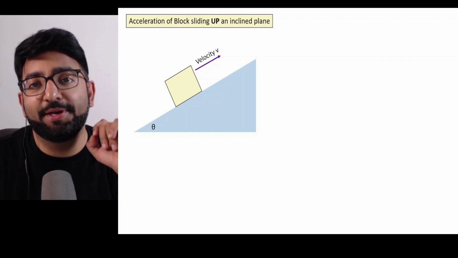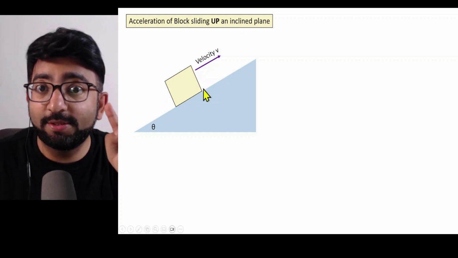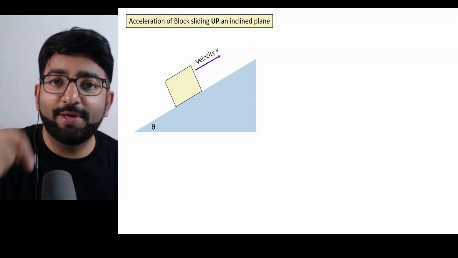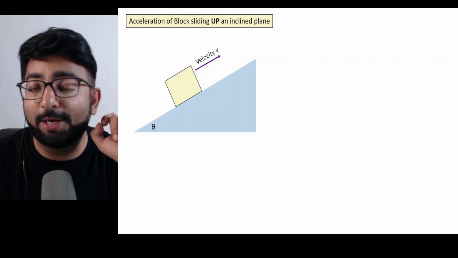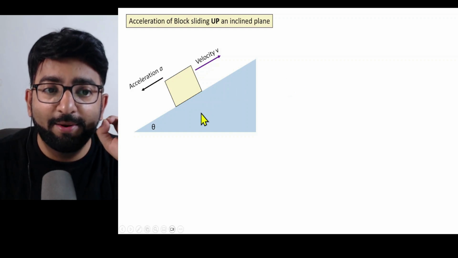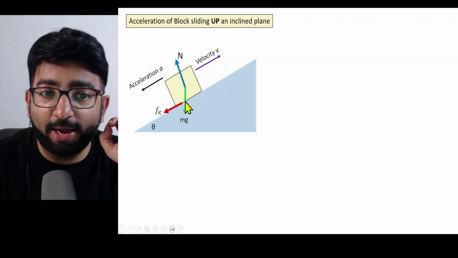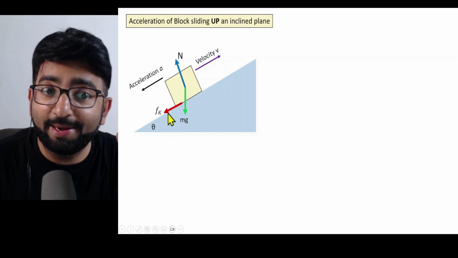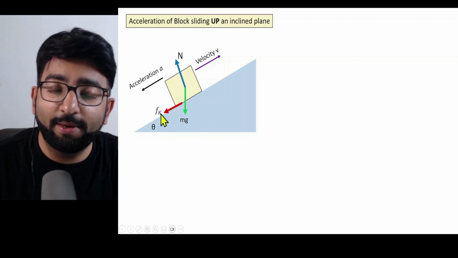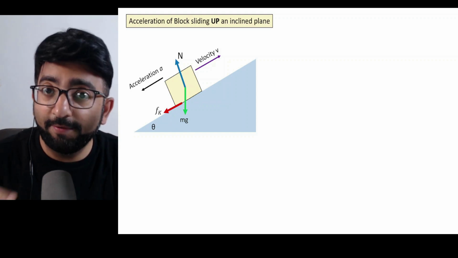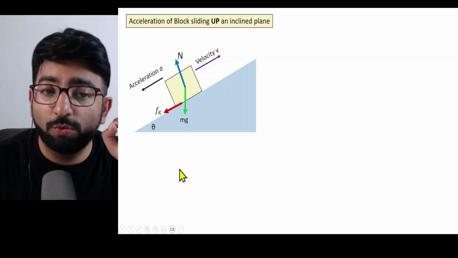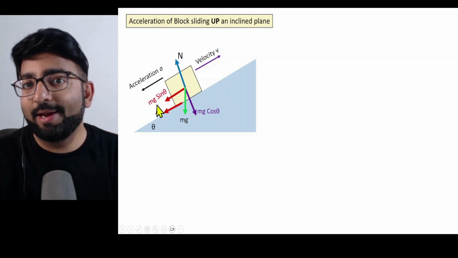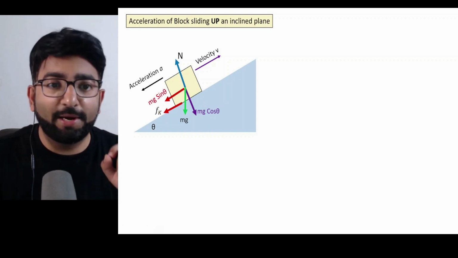But the direction of friction is very important. Since the block is now sliding up the incline, the direction of friction will be down the incline since it opposes the slipping motion. So step 1, let's draw the free body diagram. Mg acting downwards. Normal reaction is perpendicular to the incline, and kinetic friction will be along the incline but going downwards. So like in the previous case, we will break the mg into two components, mg cos theta and mg sin theta.